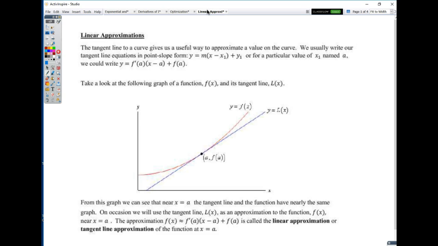If you have not been able to find the equation of a tangent line, you better figure it out.